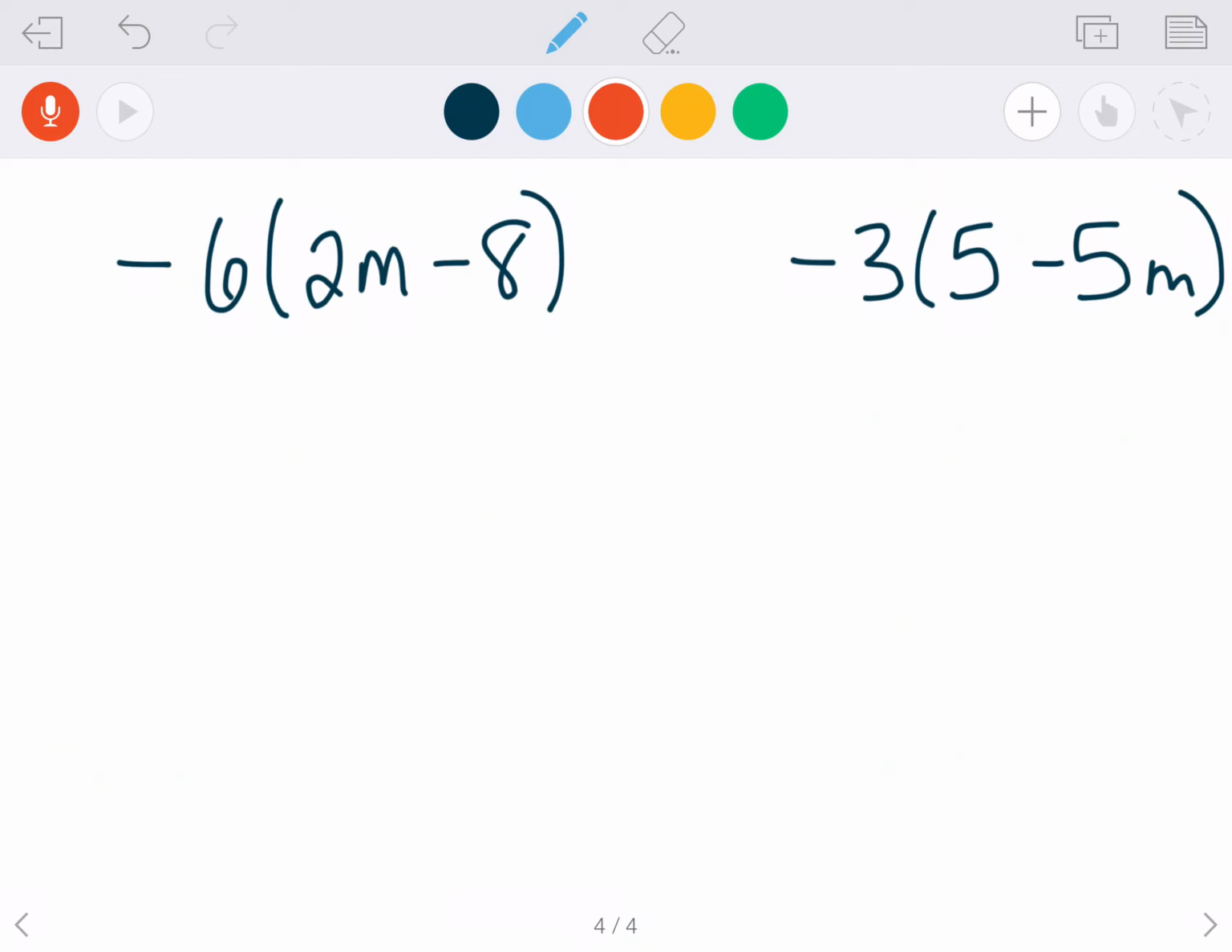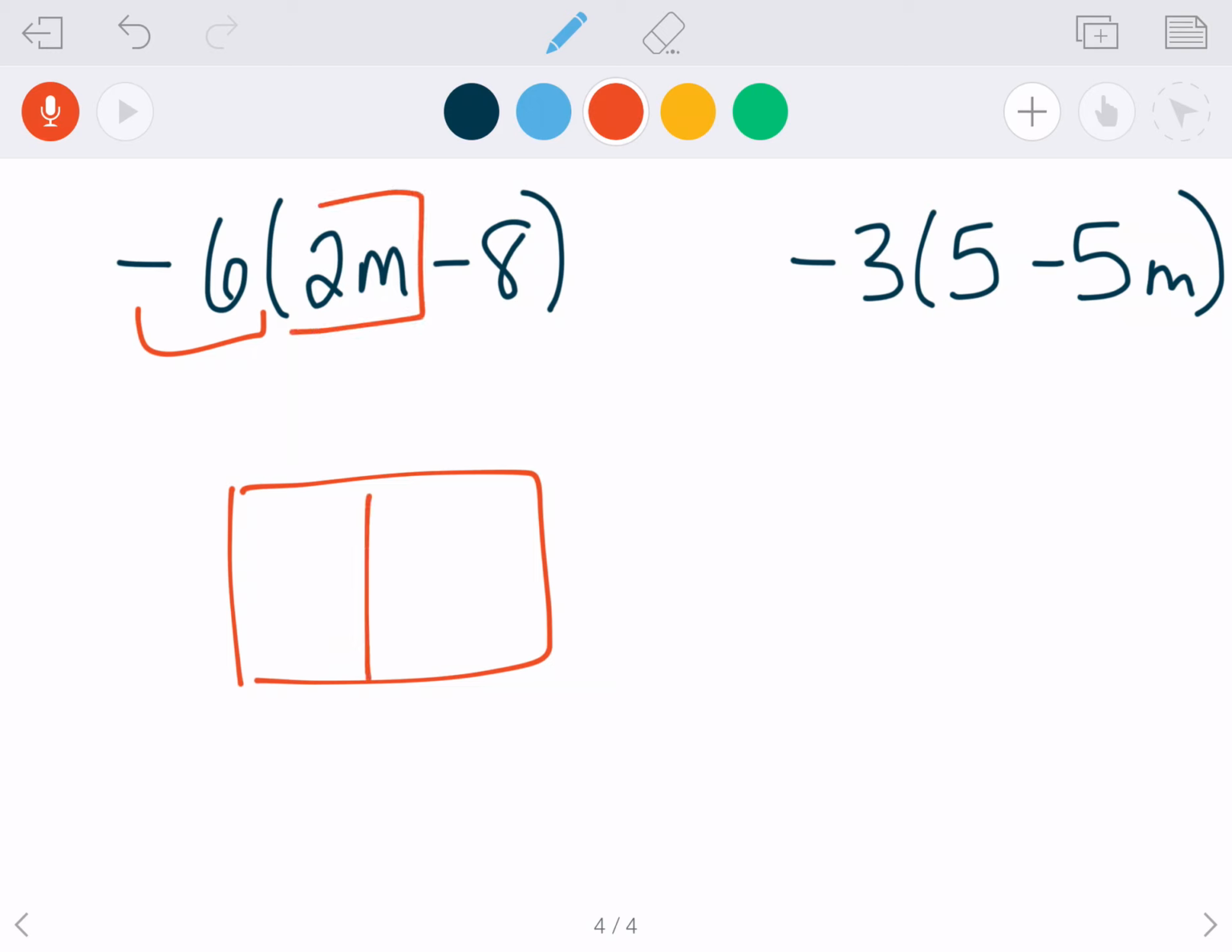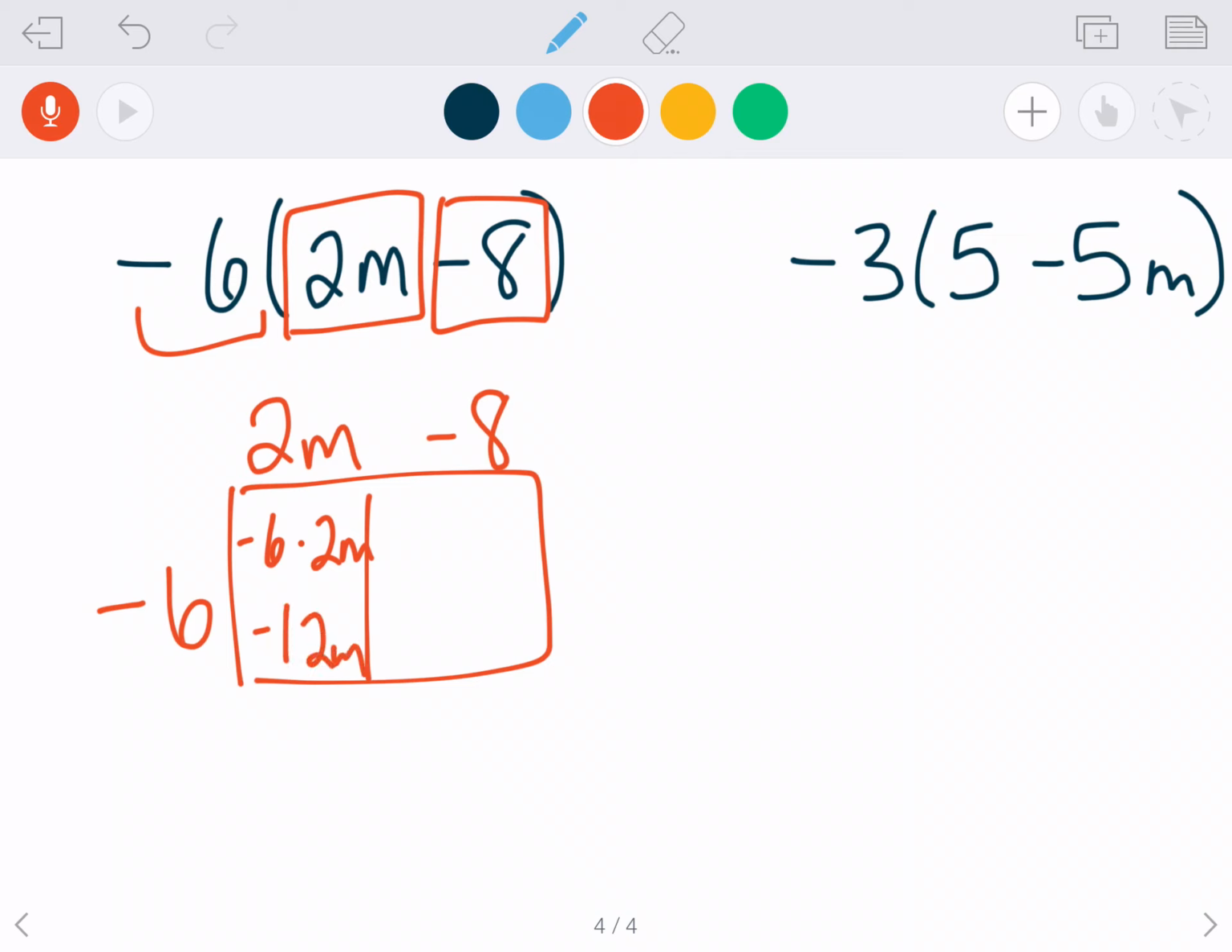Now let's do just 2 examples with some negative coefficients in front of these parentheses. So, again, draw the area model. Let's figure out how many terms we have inside parentheses. Put your coefficient out front and your terms up top. And now we multiply. -6 times 2m. -6 times 2 is -12. -6 times -8 is +48. Remember, same sign when you're multiplying gives you a positive answer. And now our answer here is -12m plus 48.